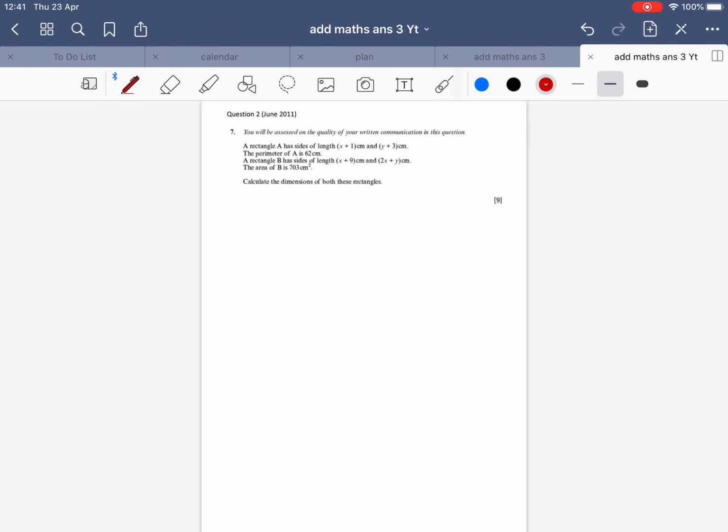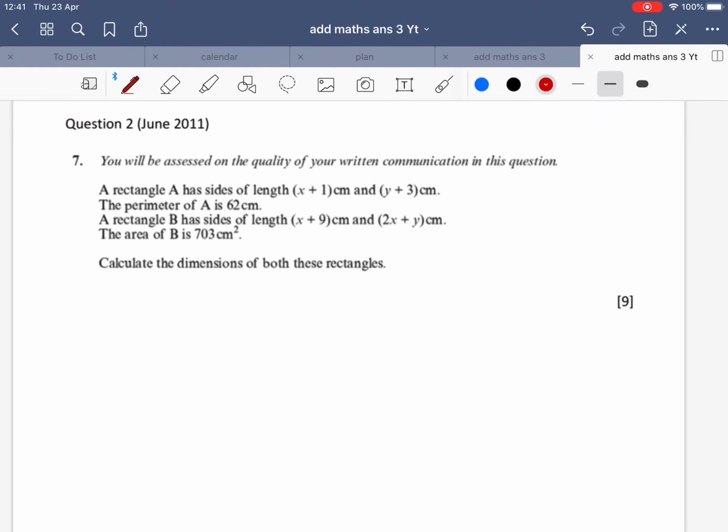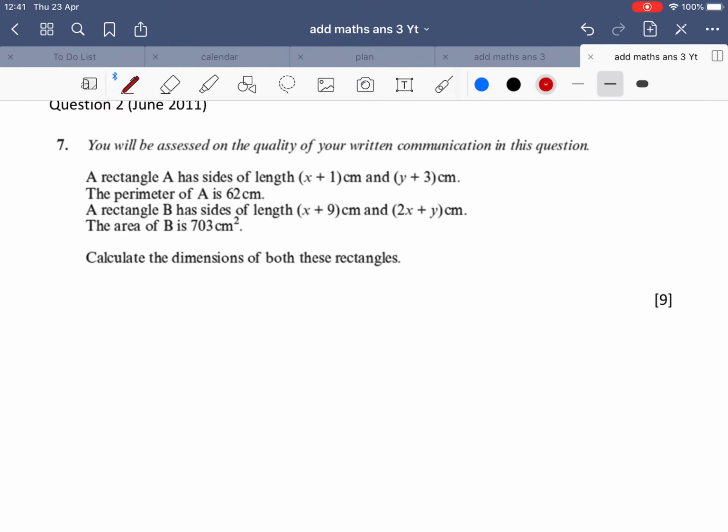I'm going to do question 2. So this one is a 9-mark question. So a rectangle A has side length x plus 1 and y plus 3. So if you wanted to draw the rectangle, that is completely up to you. So we've got this side is x plus 1 and this side is y plus 3. The perimeter of that is 62.